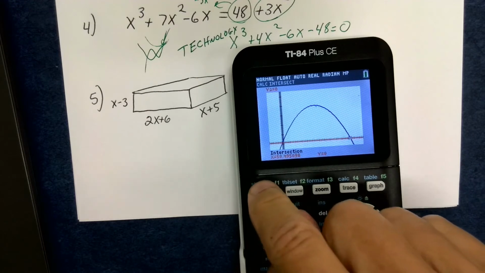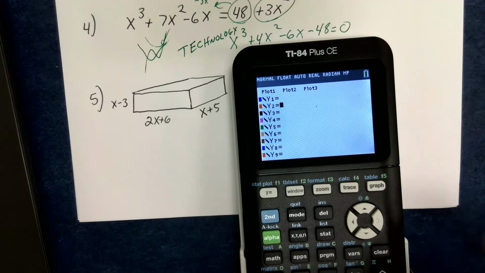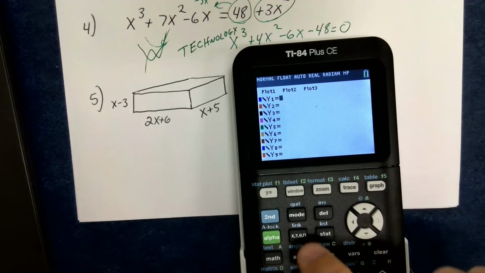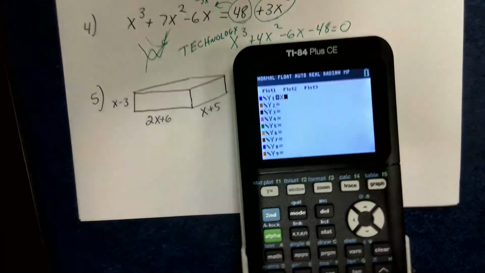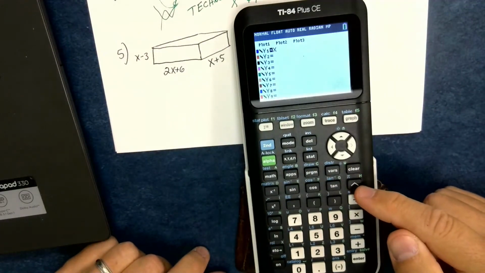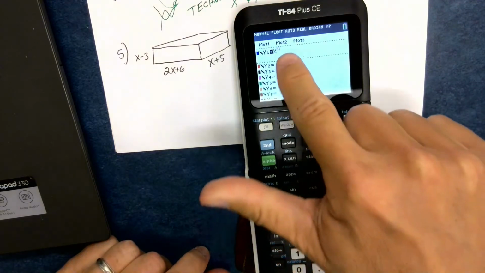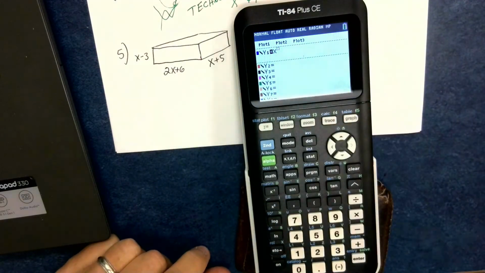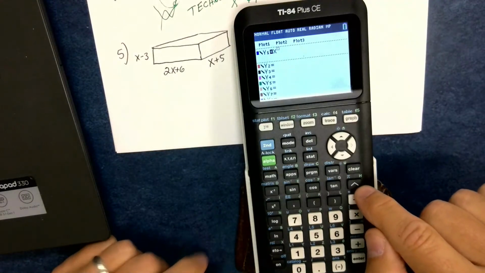So I'm going to get rid of any of my old equations that you might have seen from some other video. And in here, I'm going to go ahead and put it in again one more time. So x, that's this key right here, this X,T,theta,n. I'll move this up so you can see even better right now. The little angle up key is exponents. So I'm going to hit that. On this newer calculator, it'll raise it as an exponent. On the older calculator, it'll show that little arrow like that.